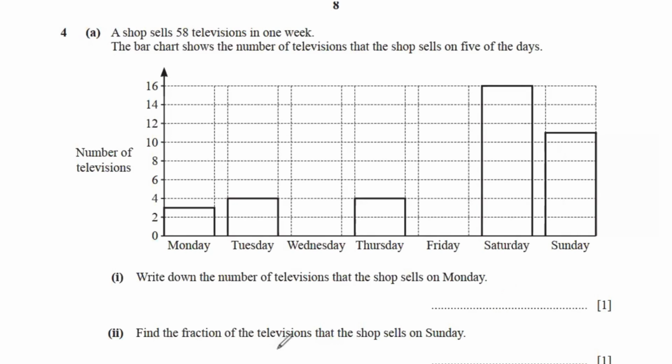Then it says find the fraction of the televisions that the shop sells on Sunday. So on Sunday, we can see it's between 12 and 10, so that's 11. And in total, we're selling 58 televisions. So 11 over 58 is the fraction of the televisions that the shop sells on Sunday.